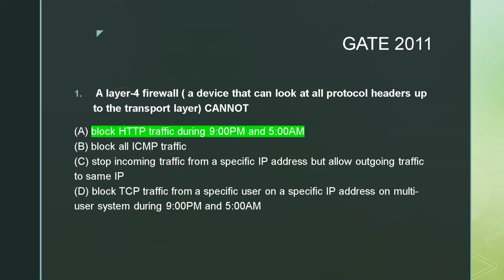In D, TCP is a transport layer protocol, and both of these are regarding the network layer. But in option A, HTTP is an application layer protocol. So a layer 4 firewall can deal up to the transport layer only. All these can be done by this layer 4 firewall, but option A cannot be done as it is an application layer protocol.